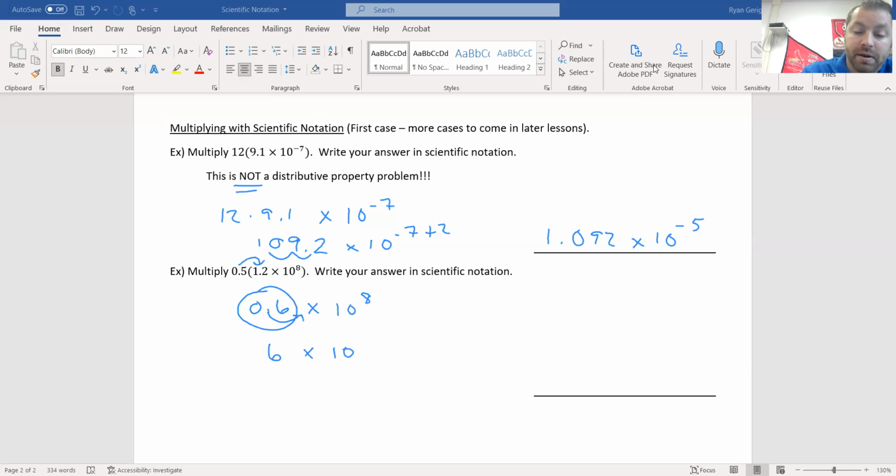Okay. I made A bigger this time, right? 0.6 to 6. I made A bigger. Making A bigger means I need to make the exponent smaller by 1. So I'm going to subtract 1. And there's my answer. Okay, that's it.